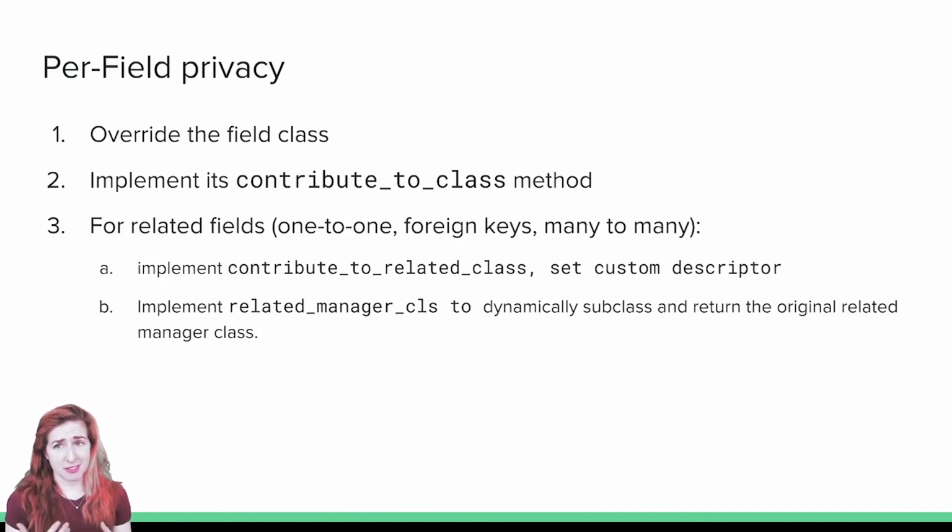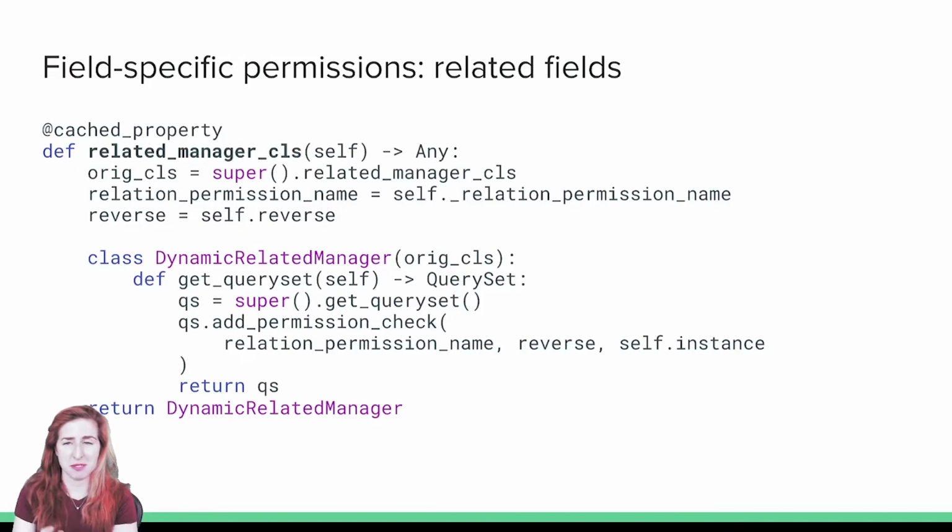You also have to override something called related_manager_class. That's because when you do something like a.friends or cake.toppings, cake.toppings is actually a related manager. So it's both a descriptor and a related manager, and you need to override that. The problem is that it is set at runtime. So what you need to do is override related_manager_class, call super, take that class, dynamically subclass it with your own class, and then pass in the permission checks there. So it looks a little bit like this.